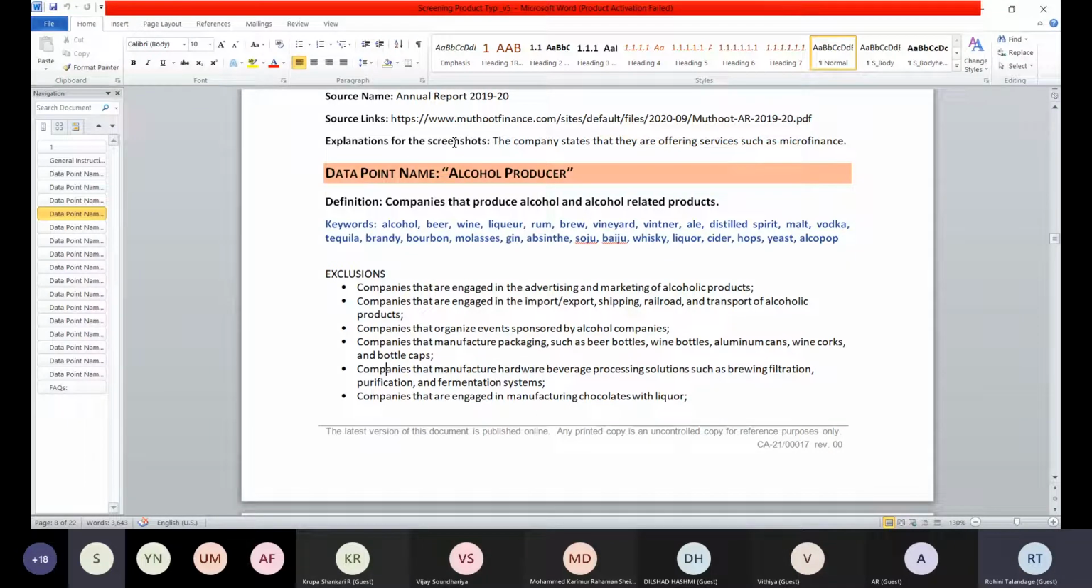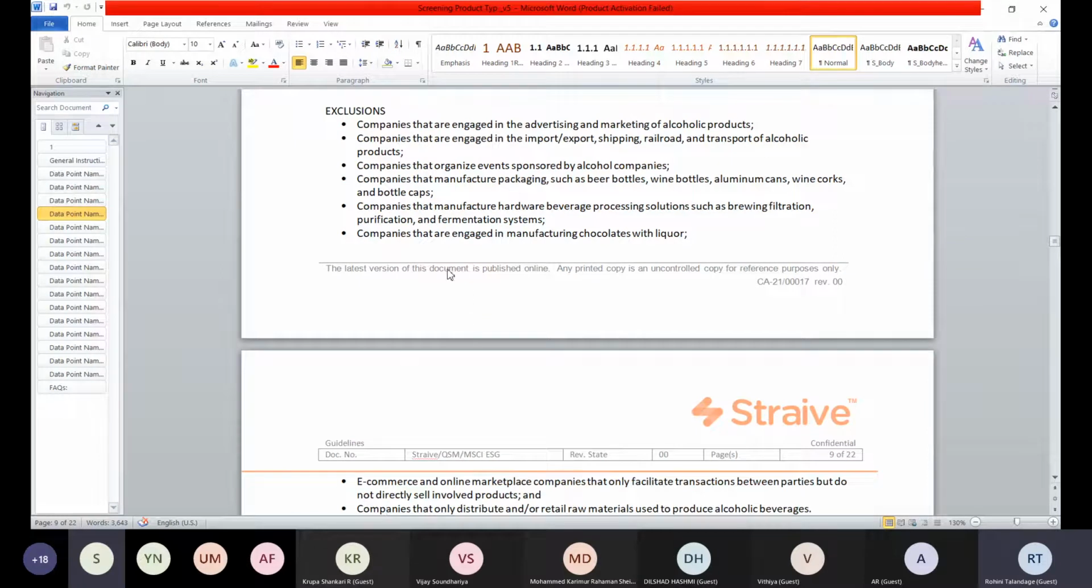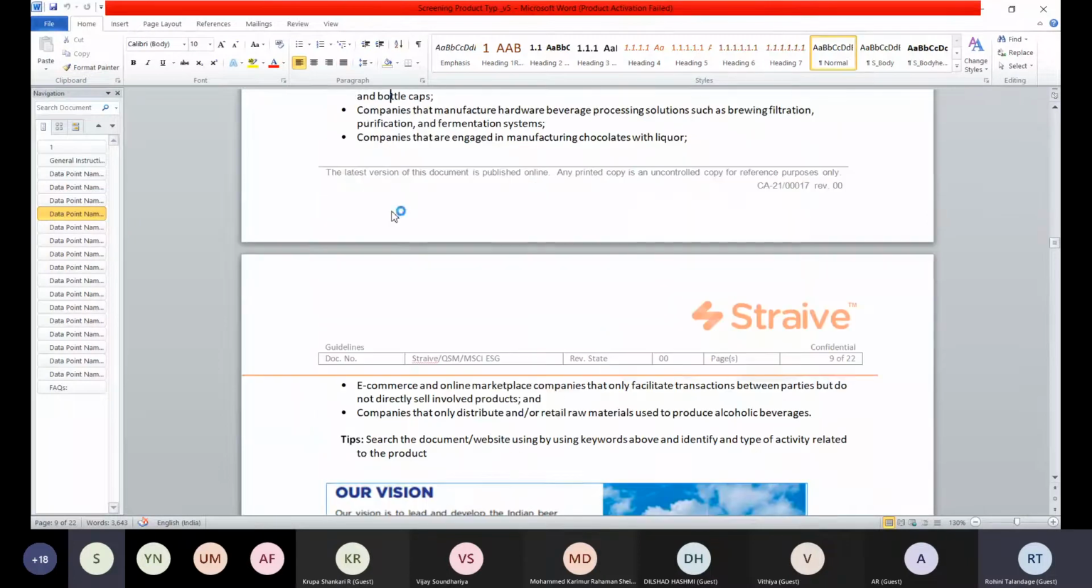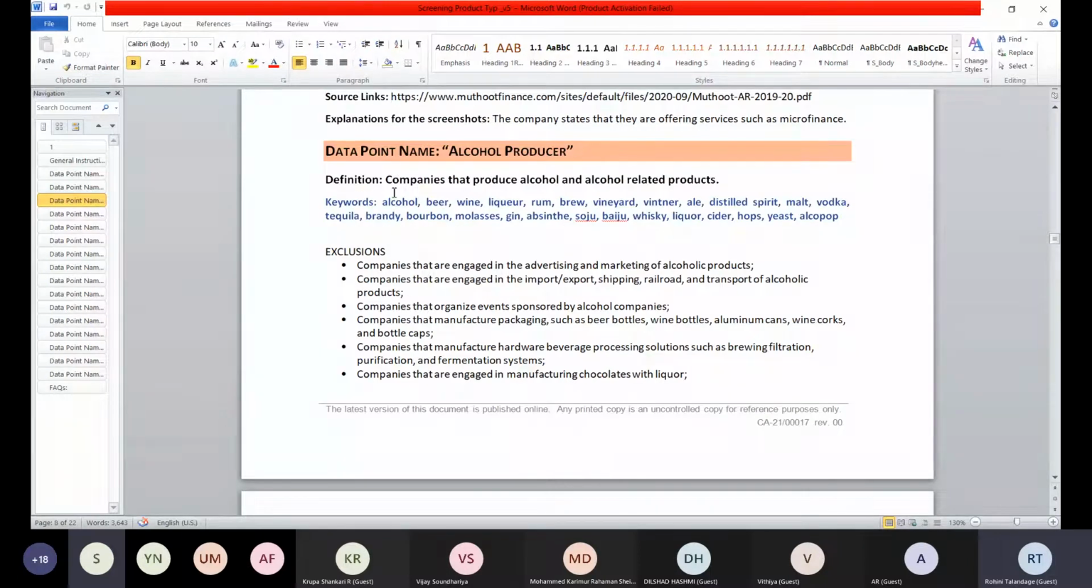Yeah, okay. These are some exclusions, such as companies that are engaged in import or export. As I said, specifically we have to check whether that company is producing alcohol or not. In this case, they are just importing and exporting it. They are not producing it, so they are not the manufacturer. We have to mark it as no only. These are the exclusions where we have to mark no. And in case you are not getting any result for the keywords from all these keywords, we have to mark it as not reported.